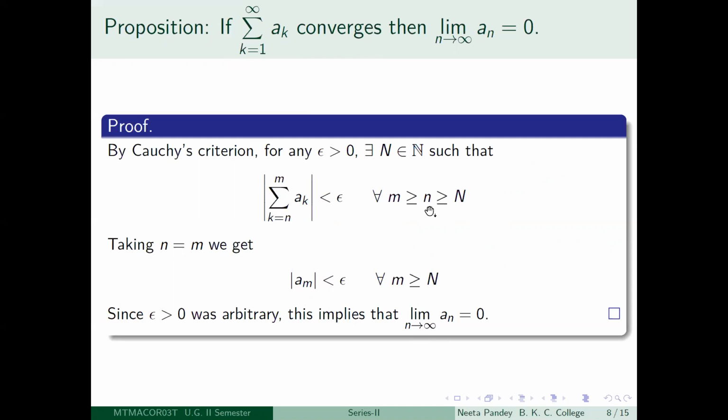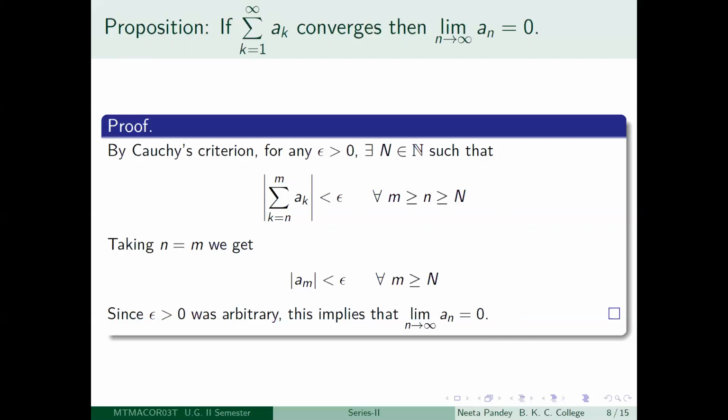Now here in particular, if you put n equal to m, then what will happen? This summation will be actually only one term, am. So you get that for any epsilon greater than 0, there exists a positive integer capital N, so that for all m greater than or equal to capital N, mod am is less than epsilon. But that means what? That limit n tending to infinity an is equal to 0. So if you have a convergent series, then if you look at its corresponding sequence, not the sequence of partial sums, mind, that is going to be a null sequence.